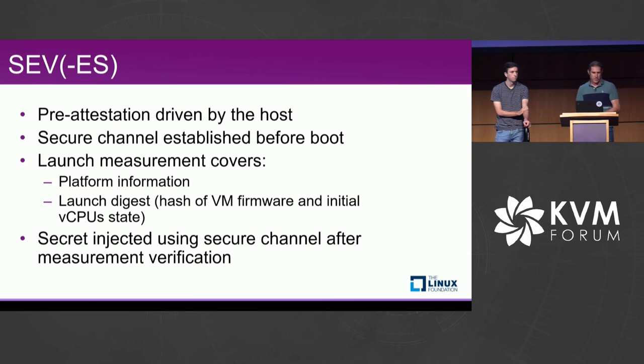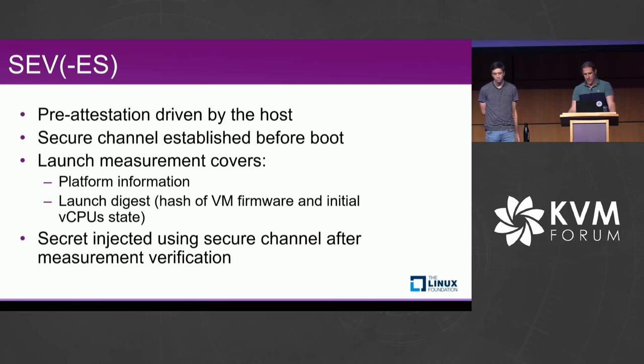So the first architecture we're gonna explain is SEV, and its bigger brother, SEV-ES. In this case, we're doing pre-attestation, which means before the VM launches, we get the measurement and the signed measurement. And since the guest is not yet running, this whole thing is driven by the host. And at that point, we have a secure channel between the owner and to deliver secrets into the guest.